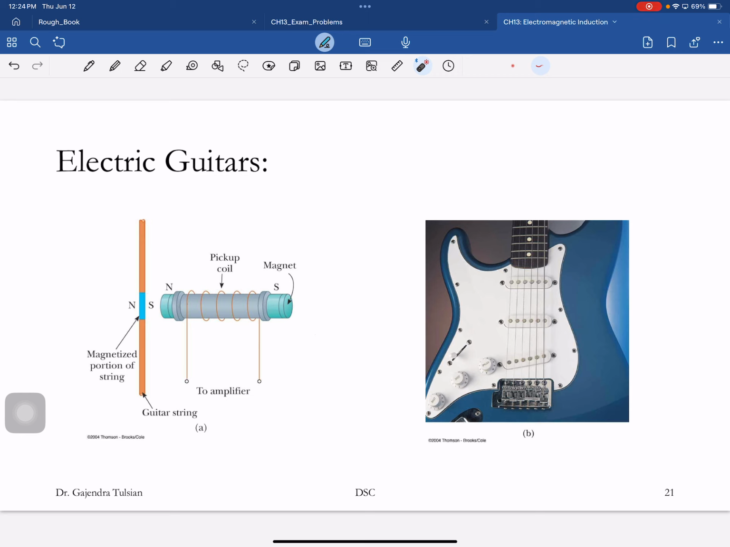So you saw how to turn motion, vibration into an electrical signal. Yeah, so that's what happens in all electric instruments, musical instruments.